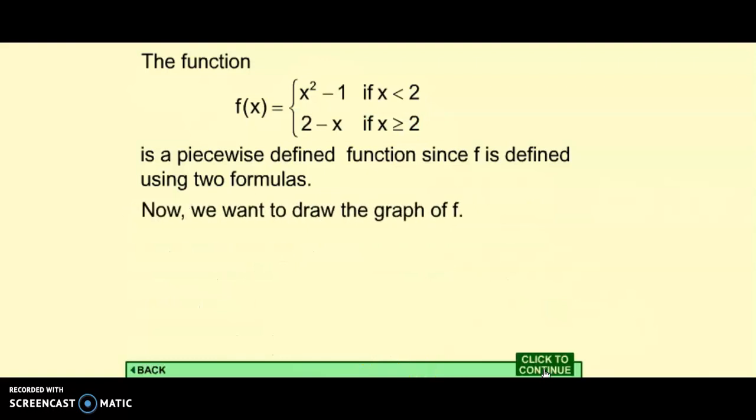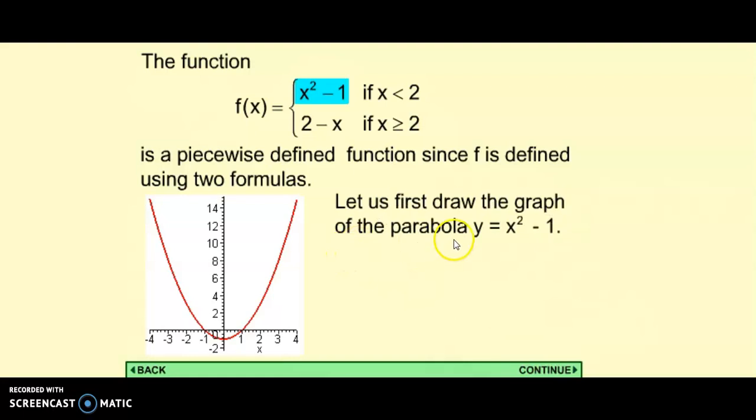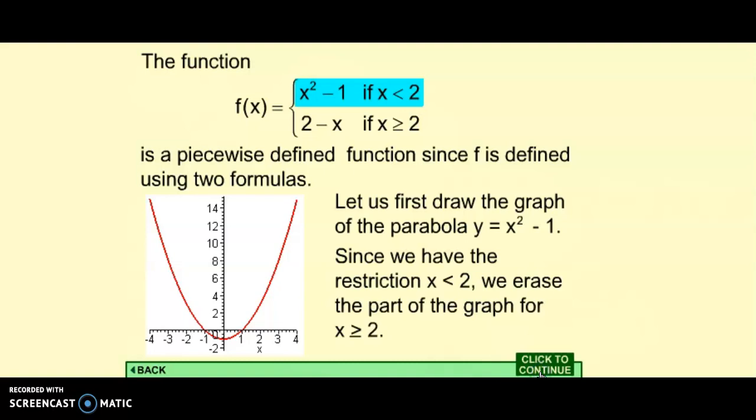Now we want to draw the graph of this function f of x. Let us first draw the graph of the parabolic function, that is y equals x square minus 1. This is the graph of a parabolic function, that is x square minus 1. But we are given with a condition of x. The input is less than 2. So we are restricted with the values of x. So we erase the part of graph for x greater than or equal to 2. So this much part of the graph will be left according to this condition, that is x less than 2.